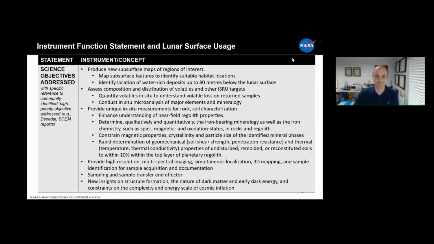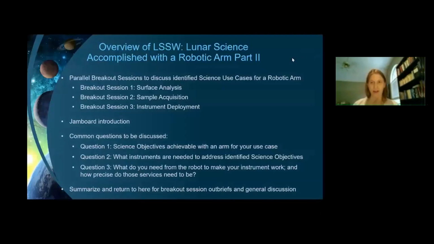Excellent. Thanks very much, Shaun. Talking about the breakout sessions, what we're about to do is split into those breakout sessions. There are 3 that we've identified, tied to the use cases. Surface analysis will be breakout session 1, sample acquisition breakout session 2, and instrument deployment breakout session 3. If you registered for the meeting, you should have registered with the same email, and there are links to those breakout sessions that we'll be breaking into shortly.